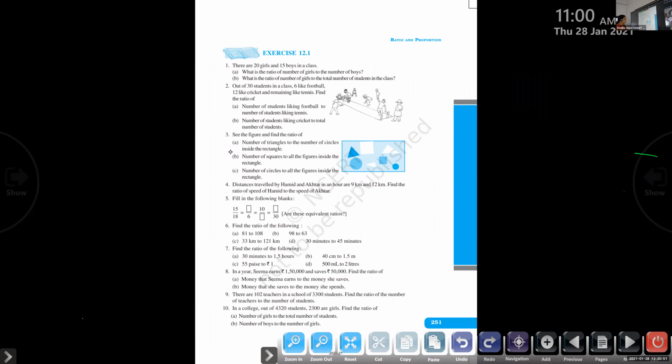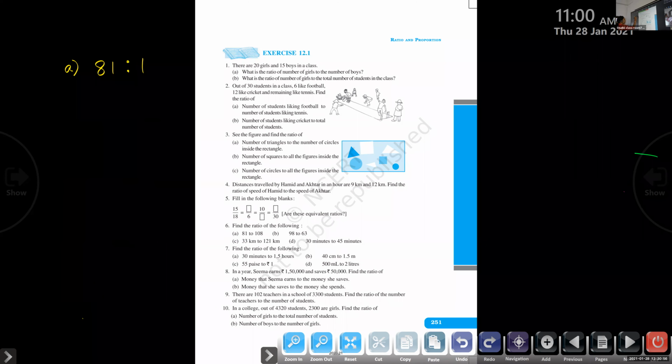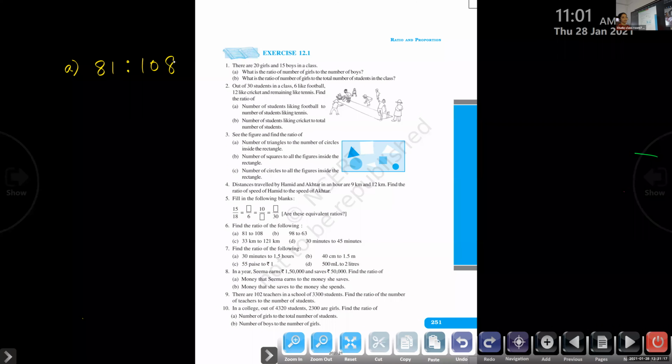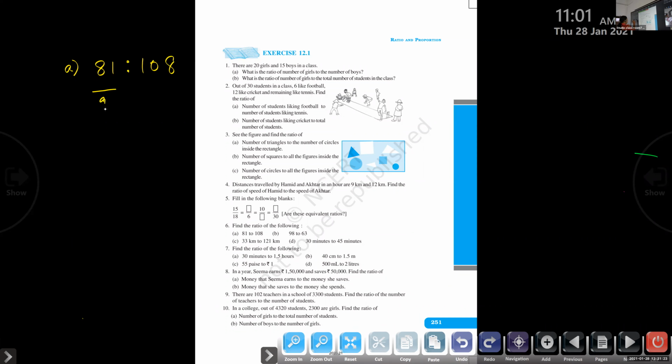Okay. Now, 81 to 108. This is our question. Find the ratio. Means make it as simplest. Which is the common number in this? Ma'am, 3 is the common number. 9 is the common number. 9 into 9 is 81. Can you divide by 9 both? What will you get? 9 is to?